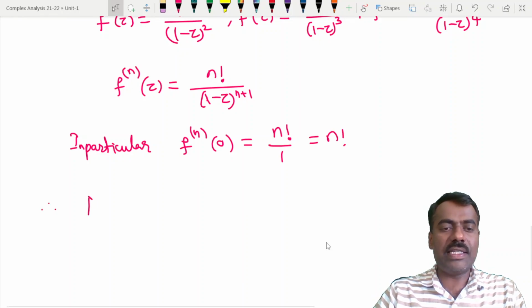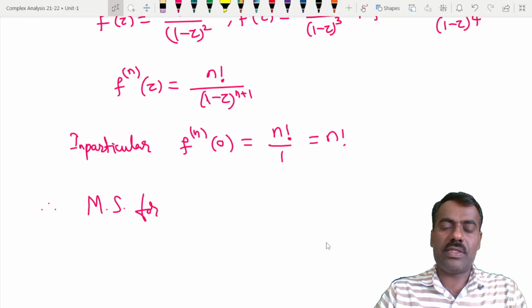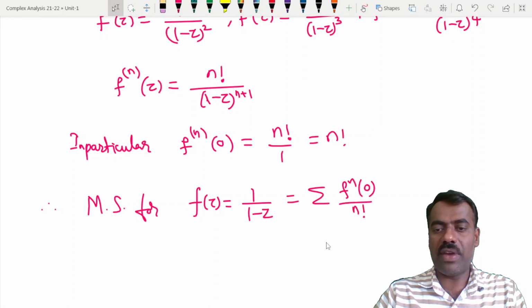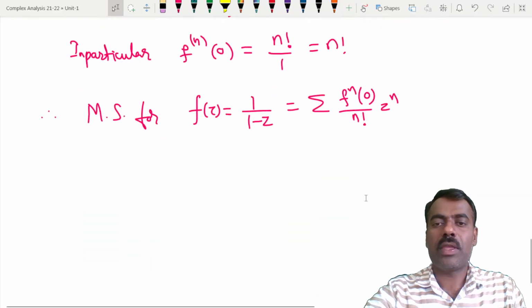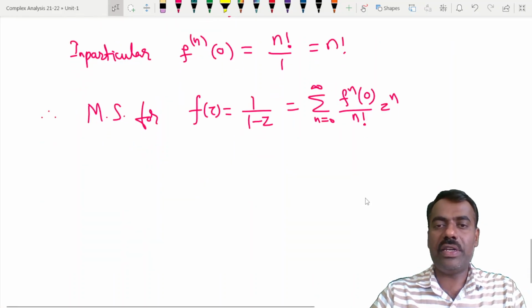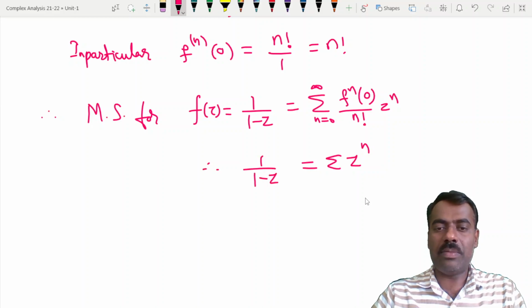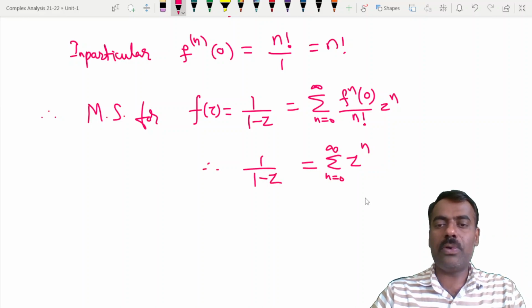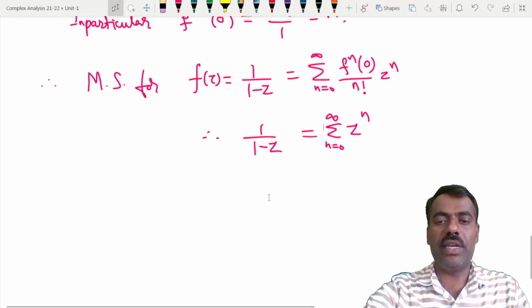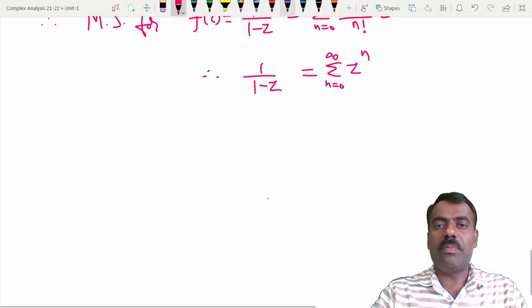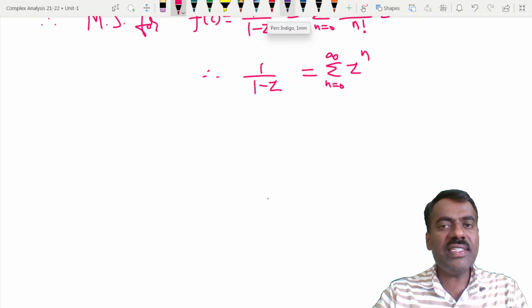Therefore what is the Maclaurin series? The Maclaurin series for this f of z, which is 1 by 1 minus z, is summation f n of 0 upon n factorial times z power n, n from 0 to infinity. But here f n of 0 is n factorial, and n factorial will get cancelled. So what we have here is this: 1 by 1 minus z is summation z power n, n from 0 to infinity. We'll use this several times to simplify Taylor or Maclaurin series expansions.